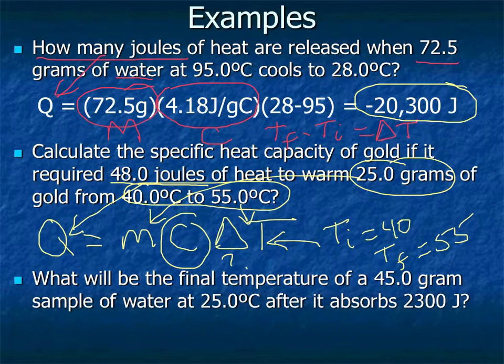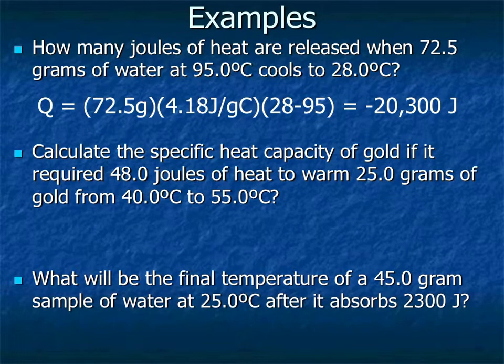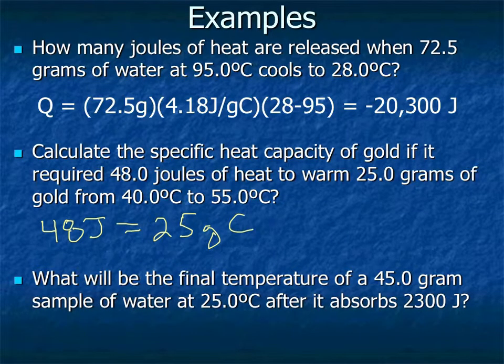So let's erase some of this and go back to how we're going to set this up. Let's put in our values. We already had our Q, so we have 48 joules equals, and we know our mass, so we have 25 grams. We don't know our C, and we know what our delta T is. Our delta T would be 55 minus 40, so that equals 15 degrees C.